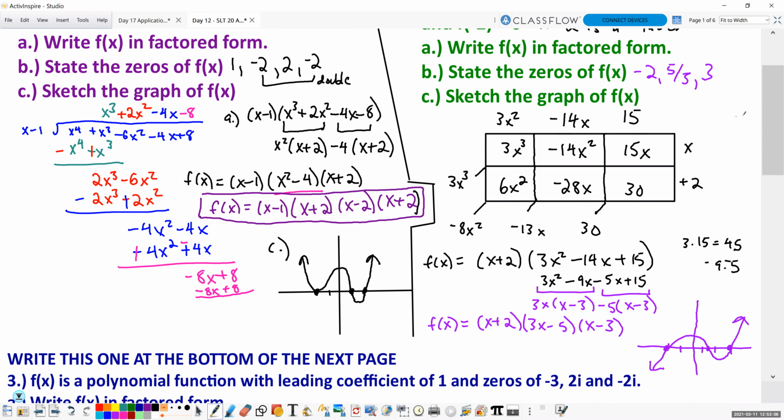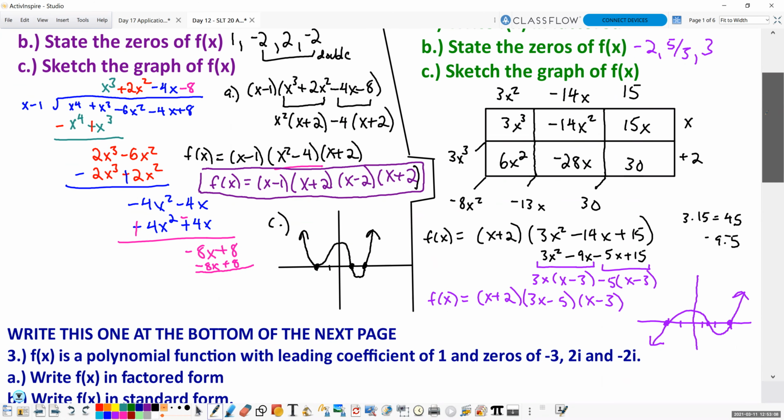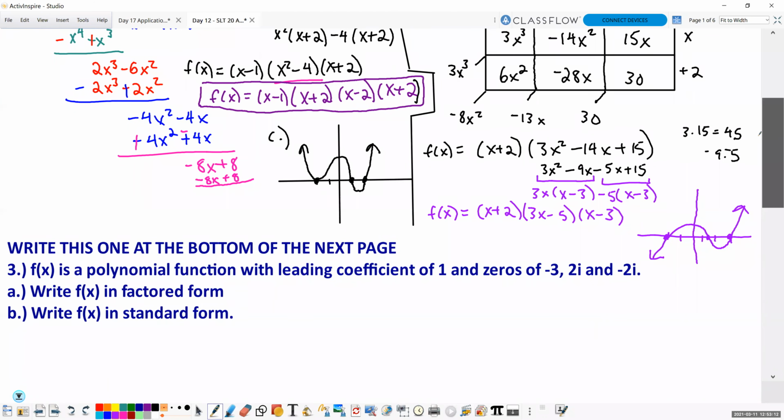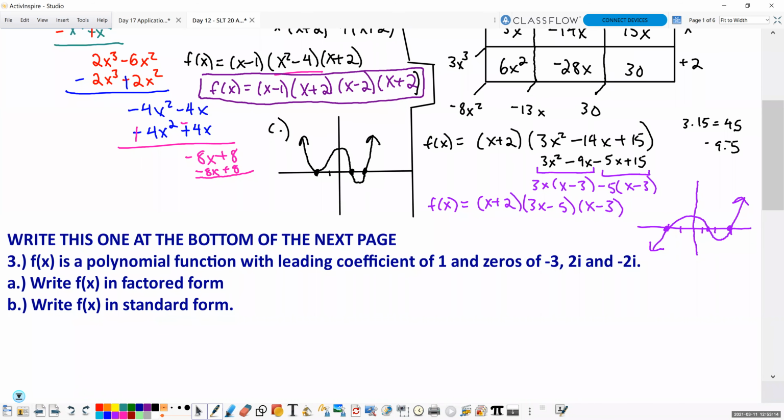Number 3, we're told that f of x is a polynomial function with leading coefficient of 1 and zeros of negative 3, 2i, and negative 2i. And letter A is asking us to write f of x in factored form. So we're going to start f of x equals 1, and then the zero of negative 3 becomes x plus 3. 2i becomes x minus 2i, and then x plus 2i.